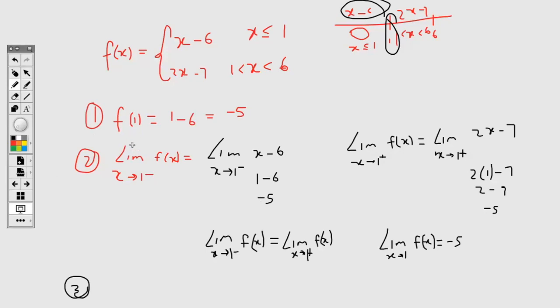So the final condition is that f of 1, which is -5, is equal to condition 2, which is the limit as x tends to 1. And this is a little statement that you would make. So since they're equal, then we say it is continuous at x equal 1. Since f of 1 is -5 and the limit exists and it's also -5, so since both of them are the same, then we say it is continuous. And that's it.